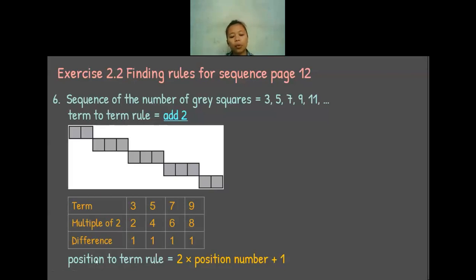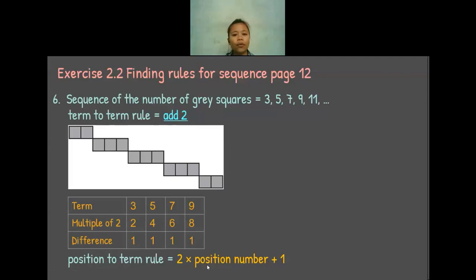And then for finding the position to term rule, I also make the table. I make the table for all of the terms first, and then I find the multiple of 2. Why multiple of 2? Because the term to term rule is at 2. That's why I need to find the multiple of 2. After that, I find the difference. So later for the position to term rule, it will be 2 times position number plus 1.